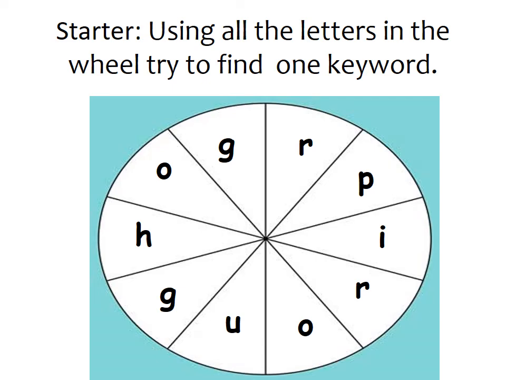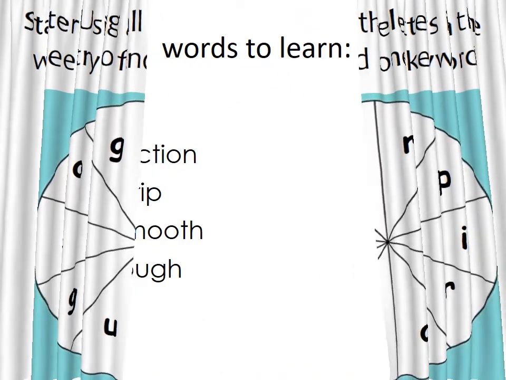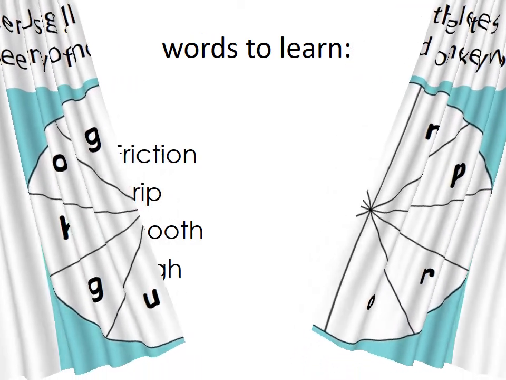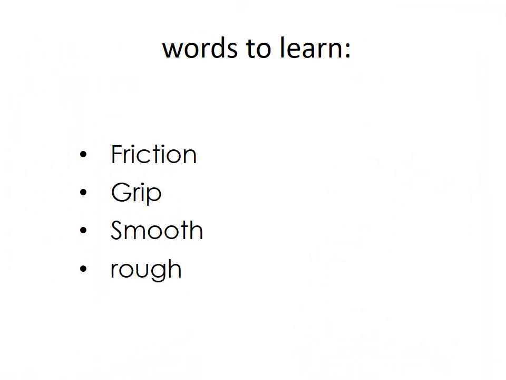Let's check our starter. Can we check out this wheel? I want you to find a simple word, one keyword that we are going to learn today. Just look at this word and find for me one keyword. We are going to find it in our words to learn today. So, words to learn. Look at this. These are the words that we are going to learn today: friction, grip, smooth, rough.